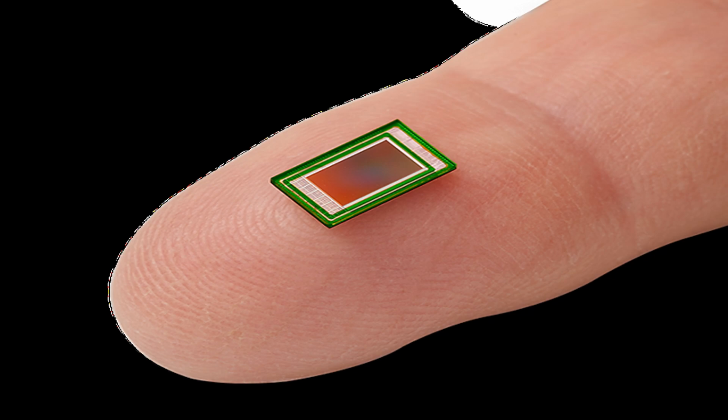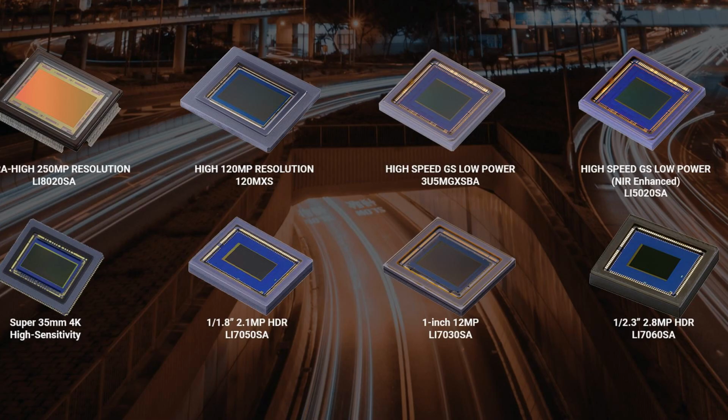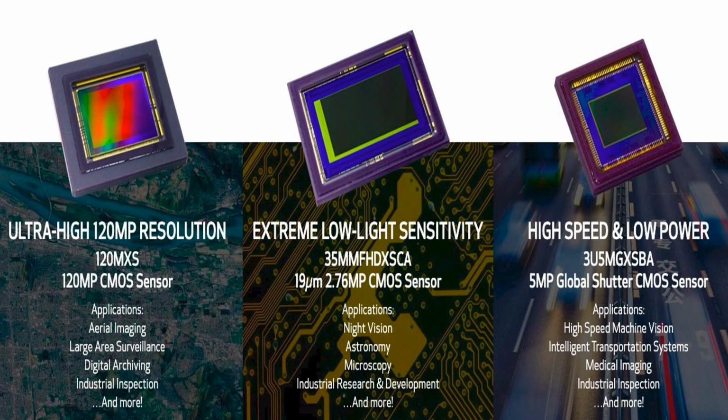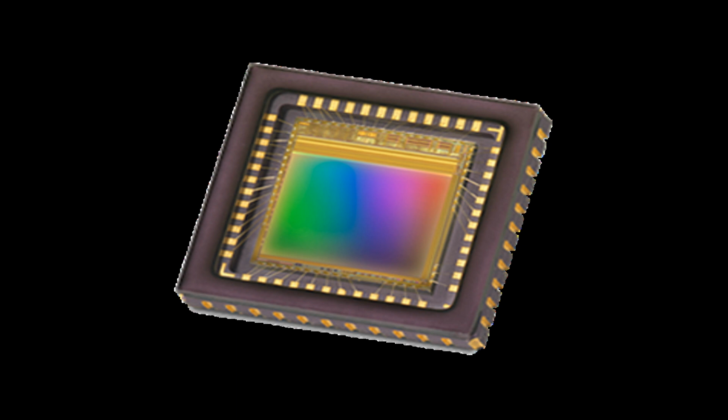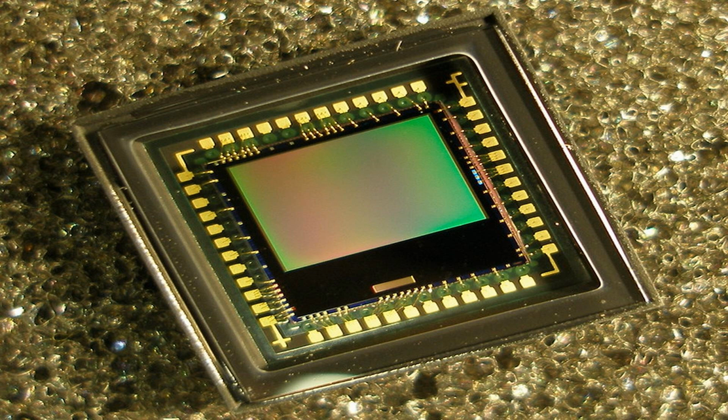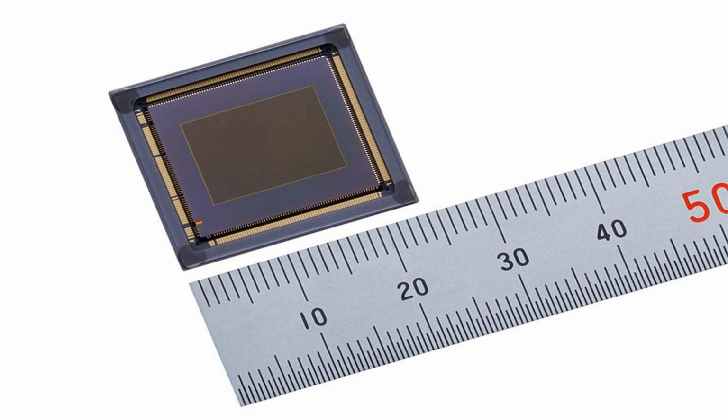CMOS, complementary metal oxide semiconductor, sensors are the more common types of image sensors found in modern digital cameras and smartphones. They are made up of millions of tiny photodiodes, as well as transistors and other electronic components that function to convert the electrical signal from the photodiodes into a digital image. The process of image capture begins when light hits the photodiodes in the image sensor. The photodiodes generate an electrical charge that corresponds to the intensity of the light they receive.